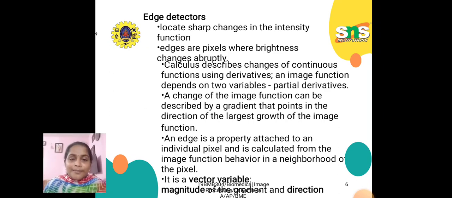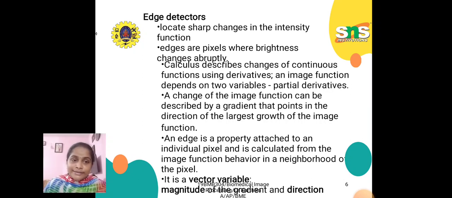Normally, we use image processing algorithms for edge detection. Here, we have certain elements to calculate the edge detection. The first one is to locate the sharp changes in the intensity function. Second, we have to identify the brightness changes. Third, we have to calculate the changes of continuous functions. Fourth, we have to describe the gradients and the direction of the largest growth of the image function. Finally, the edge property is attached to an individual pixel and is calculated with the help of neighborhood pixels.